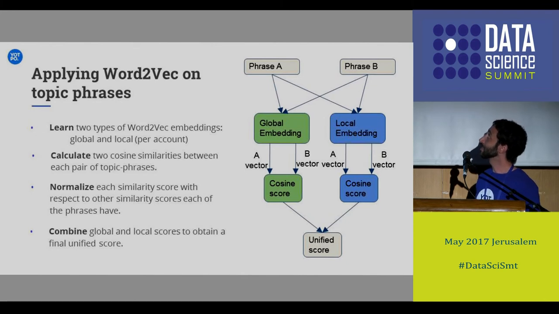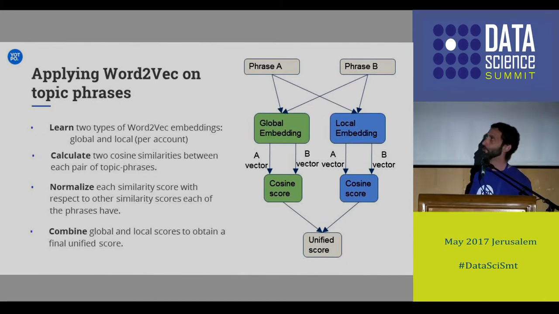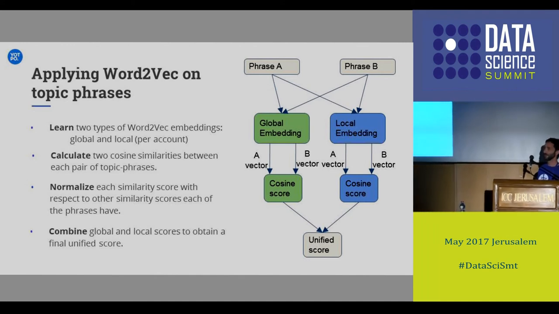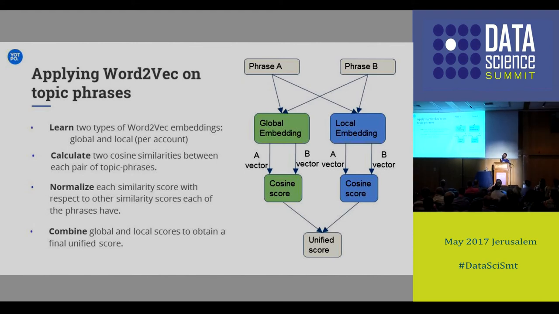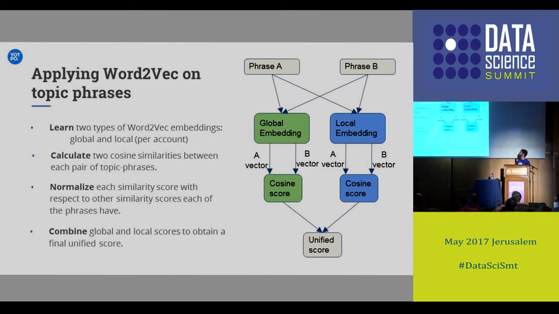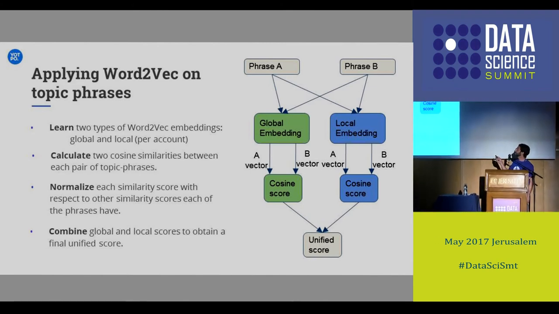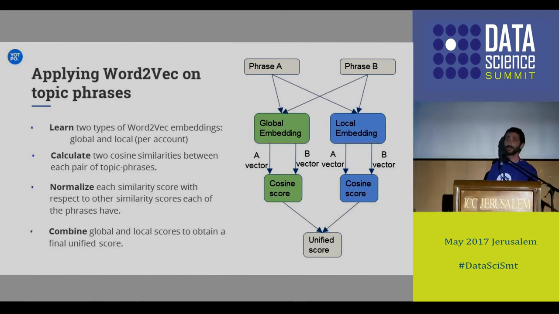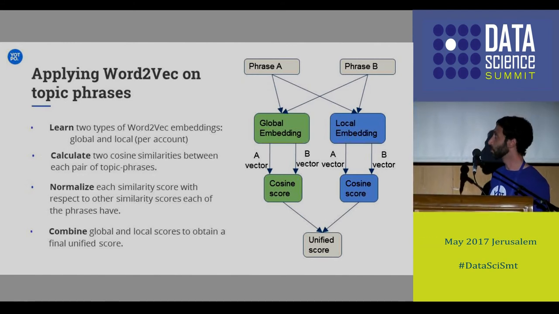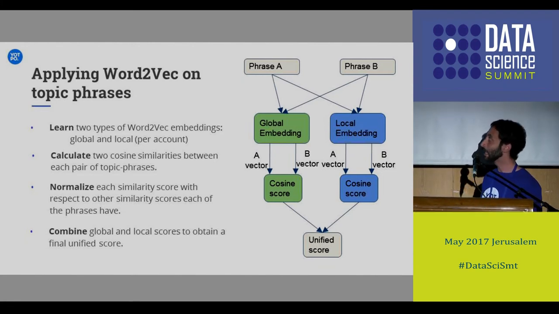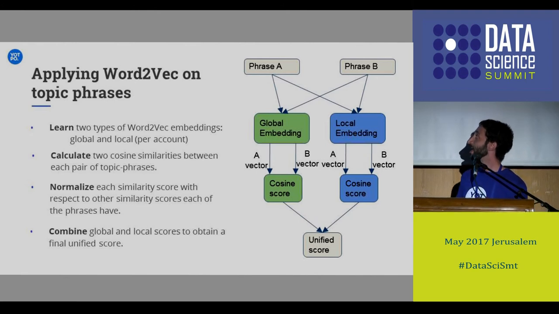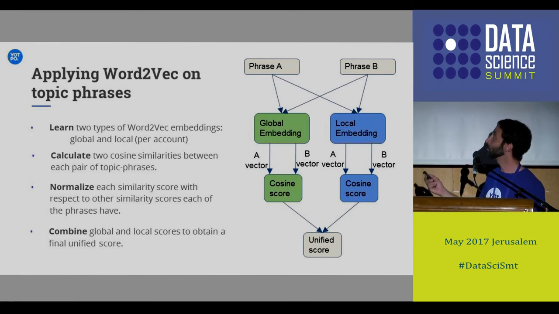So let's take phrase A and phrase B, pass them through the embedding layer to get two pairs of vectors, one from the global and the other from the local. Then we calculate cosine similarity. Now we don't take it as is. We normalize it, taking the cosine similarity phrase A and phrase B have with other terms in our corpora, bringing these cosine similarities to approximately the same scale. And then we combine them together to find a unified score between phrase A and phrase B.